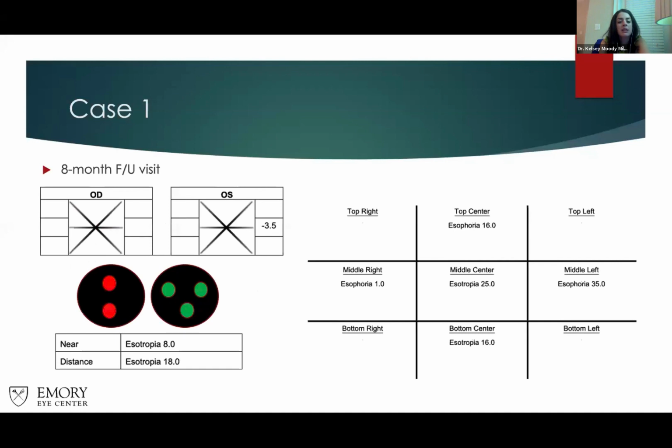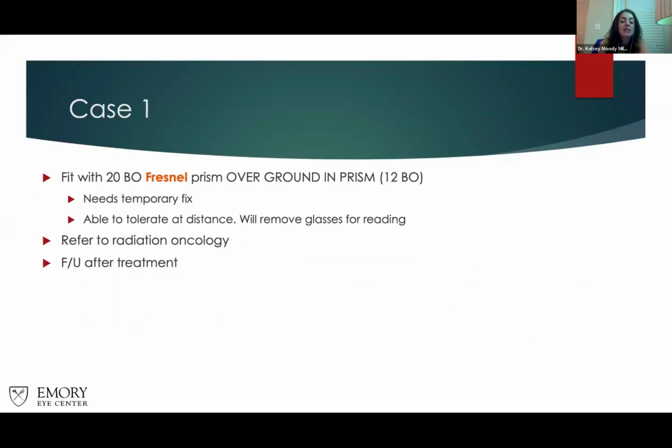At his 8-month follow-up visit, he had worsening diplopia, and now he had an increased left abduction deficit. And so now when we recheck his measurement, he is now at 25 esotropia compared to his original 12. And so at this point, we fit him with a 20 Fresnel over his 12 to give him a temporary fix. He was able to tolerate this at distance. He was just going to take his glasses off because he was myopic for reading. And we now sent him to radiation oncology to get treatment because he now had progression.